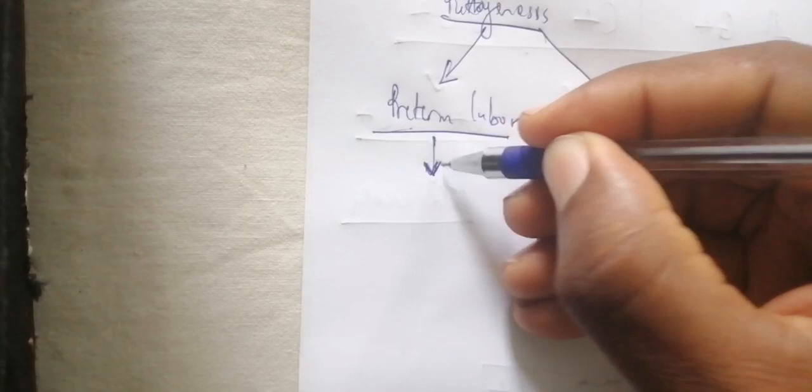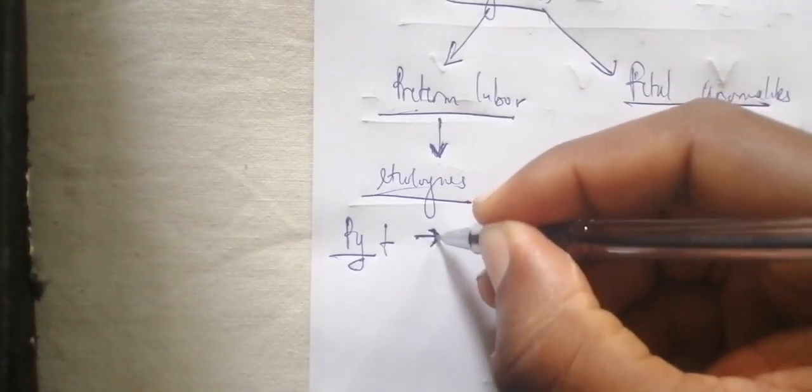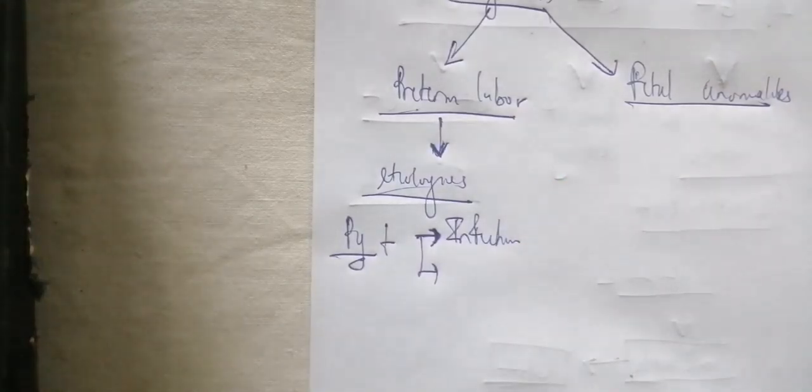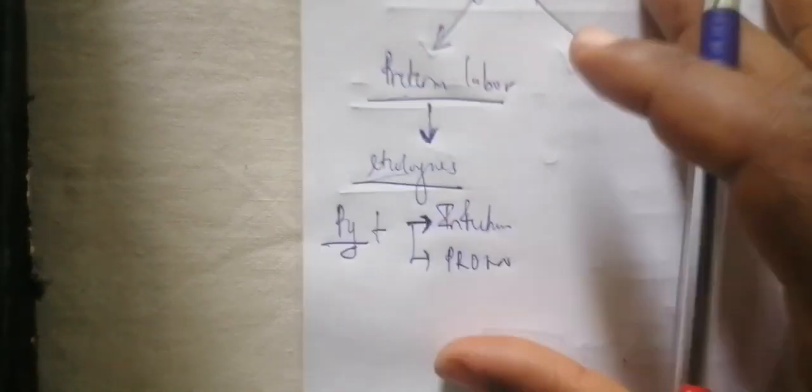Preterm labor is a major etiology of prematurity. All the etiologies of preterm labor can be associated with risk factors of prematurity. So preterm labor can come as a result of what? It can come as a result of prostaglandin release, systemically or locally. Systemically, you have prostaglandin release in cases of infection, and locally, you have prostaglandin release in cases of premature rupture of membrane.